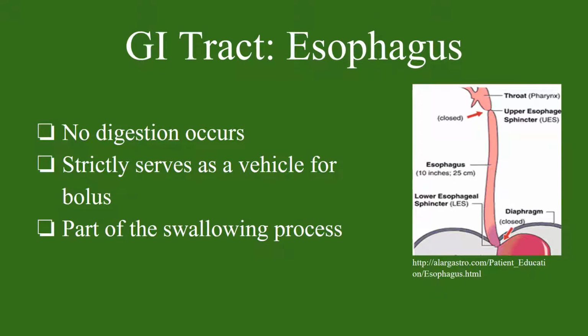The esophagus. No digestion occurs here. Its purpose is to strictly serve as a vehicle for the food bolus as it travels from the mouth to the stomach. During the swallowing process, a sphincter at the top of the esophagus relaxes to permit the bolus to enter. At the lower end of the esophagus, circular muscles form the lower esophageal sphincter, which is normally constricted or closed, and plays an important role in protecting the esophagus from stomach acid that might otherwise splash back into the esophagus.